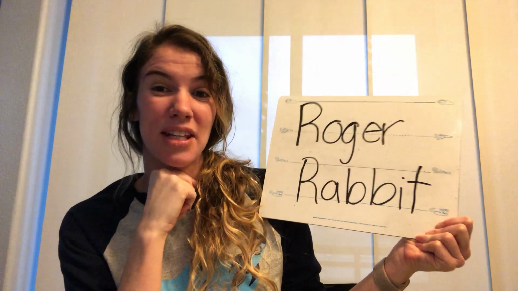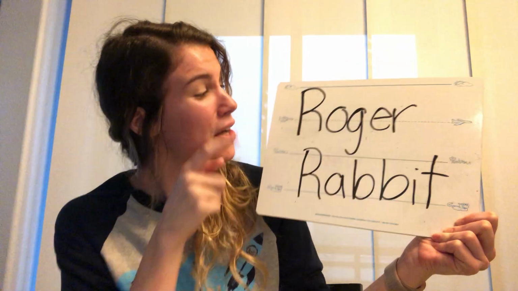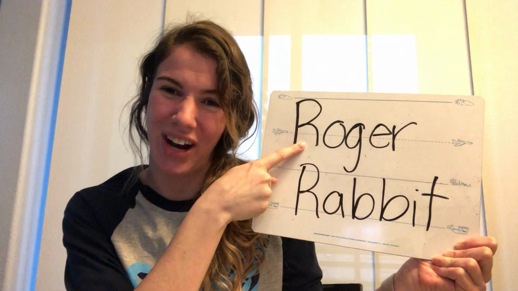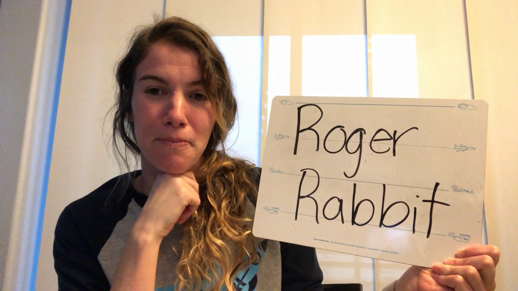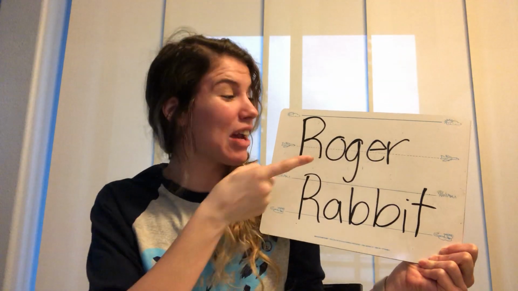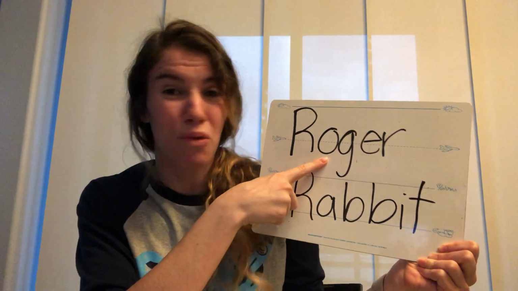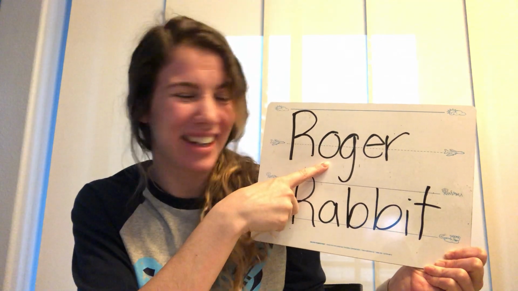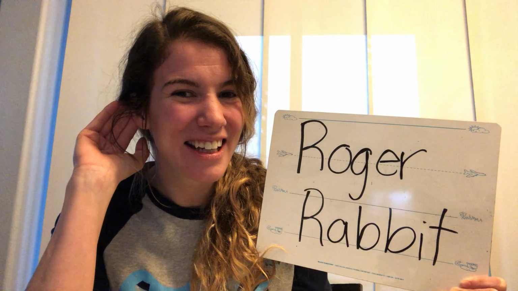Alrighty, let's look at the first letter of his first name. Point to the first letter of his first name. Great job, scholars. You should have pointed right here. Send yourself some shine. What letter is this? You got it. It's the letter R. Let's go to the next letter in his first name. Point to it. Great job. You should have pointed right here. What letter is that? Great job. It's the letter O.